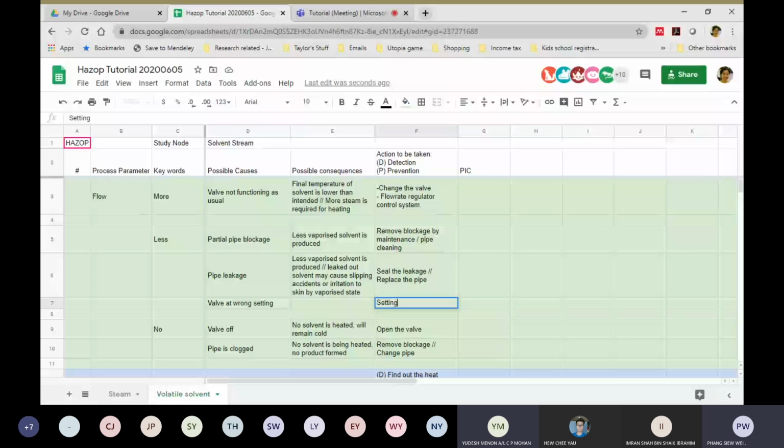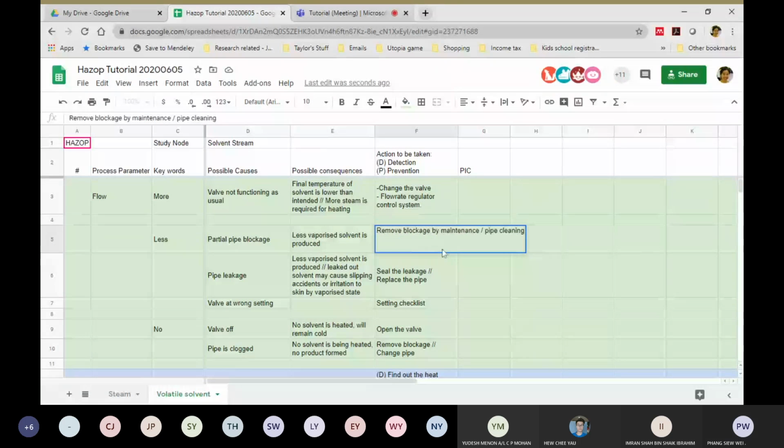Can you check the reliability of the valve? Yes. So meaning we may also need pipe cleaning and then valves maintenance, preventive maintenance.